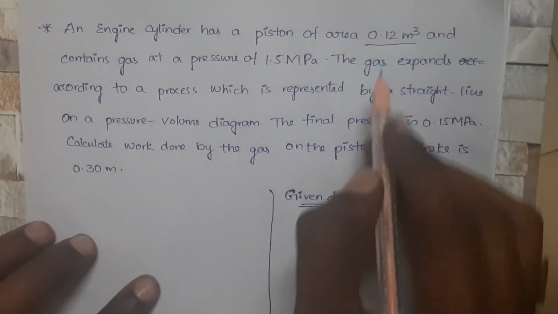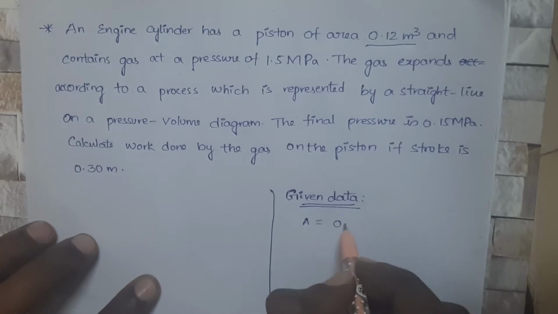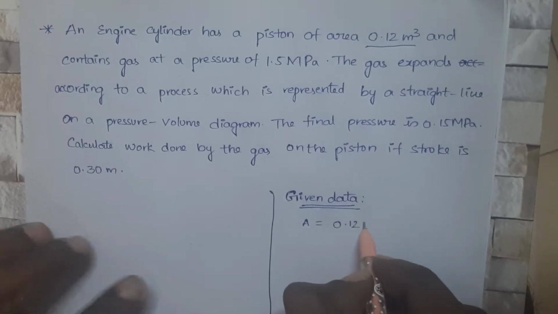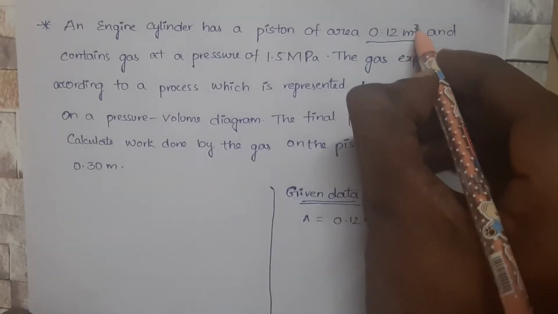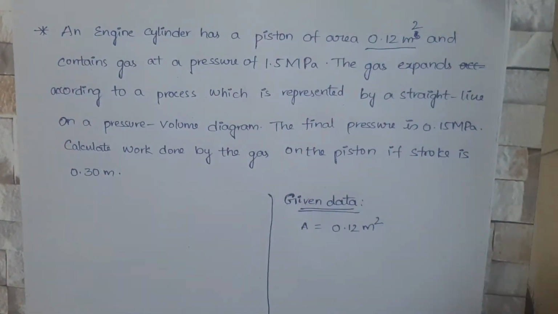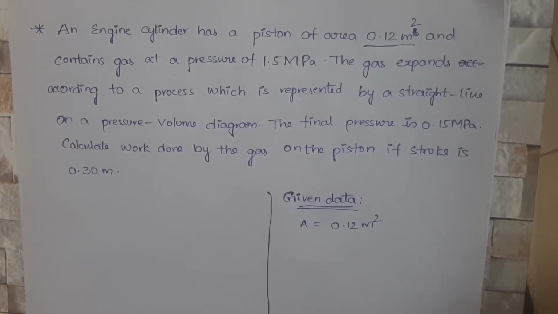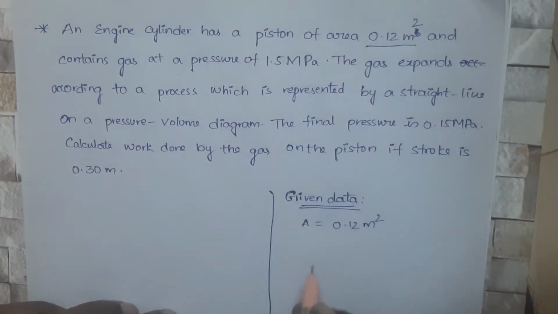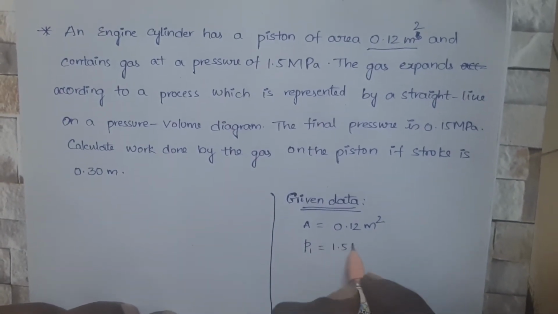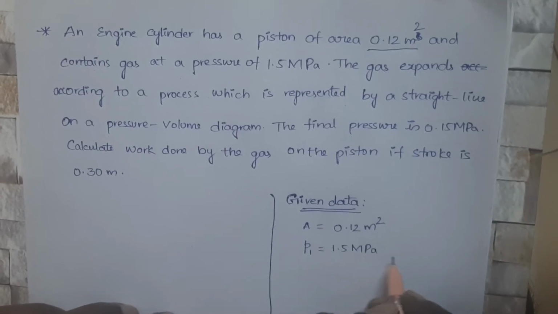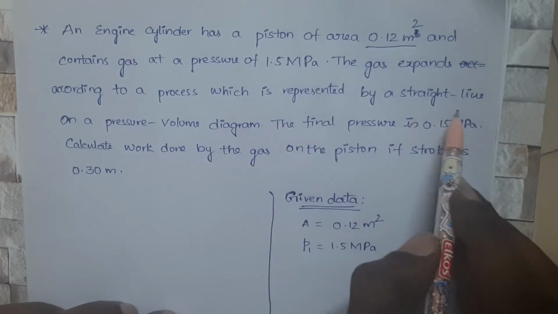Area A is equal to 0.12 meter square. It's not meter cube, it's meter square. And the cylinder contains gas at a pressure of P1, small p1, equal to 1.5 megapascals, and the gas expands according to the process which is represented by a straight line.